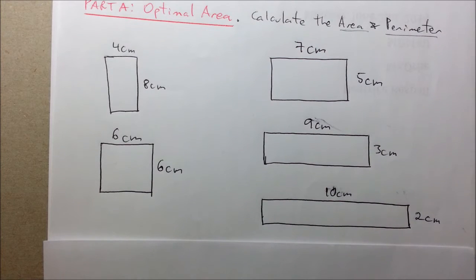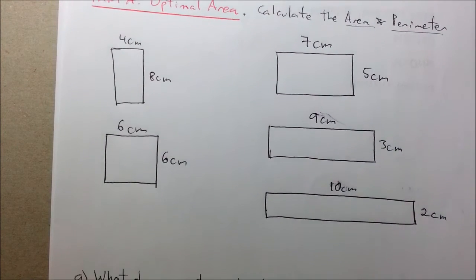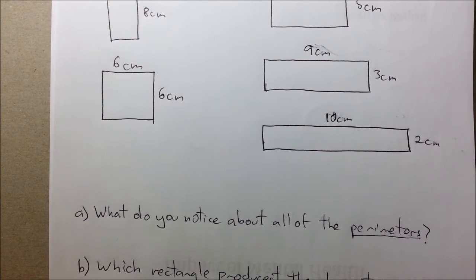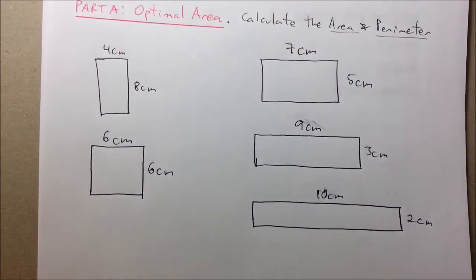So they say calculate the area and the perimeter. Do that for the following. Now we're going to be investigating this. Once you draw these, I want you to write down this question: what do you notice about all of the perimeters? So investigate that first. What about all of the perimeters here?